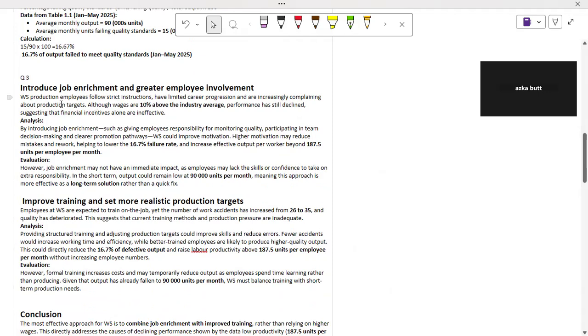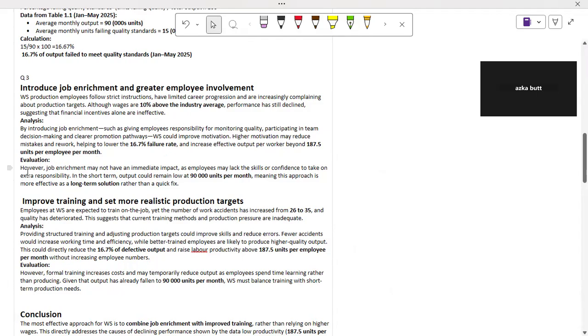So, now, the analysis of job enrichment is that by introducing job enrichment, such as giving employees responsibility for monitoring quality, participating in team decision making, and clearer promotion pathways, WS could improve motivation. Higher motivation may reduce mistakes and rework. It will help to lower the 16.7% failure rate. Okay, so whenever you're going to solve the C part, and before that you have already solved the A and B part of the calculation, always use the calculations in your answer, and increase effective output per worker beyond 187 units, which we just saw, per employee per month.